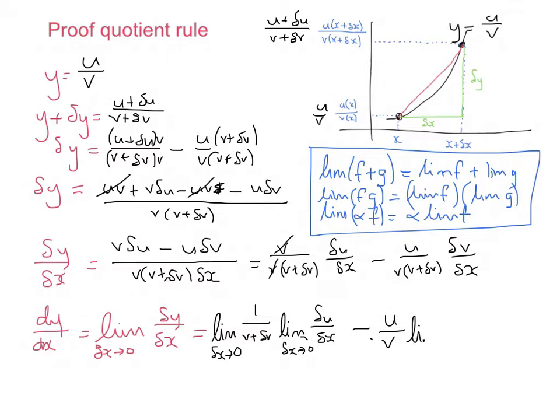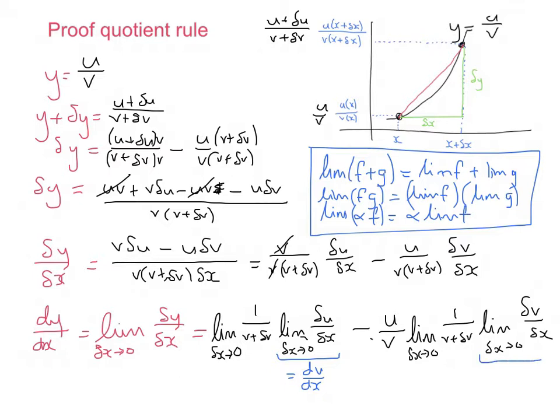And then we've got the limit as delta x tends to 0 of 1 over v plus delta v, times the limit as delta x tends to 0 of delta v over delta x. Okay, how much of this is obvious? This is equal to du by dx, that's the definition. And this bit's obvious. This is equal to dv by dx, that's the definition. And this bit's obviously just u over v. And the minus is obviously a minus. And then we've got the same thing to look at.